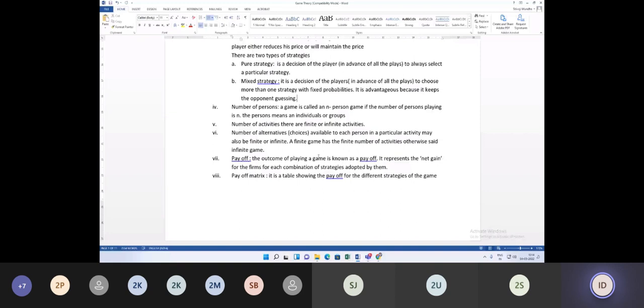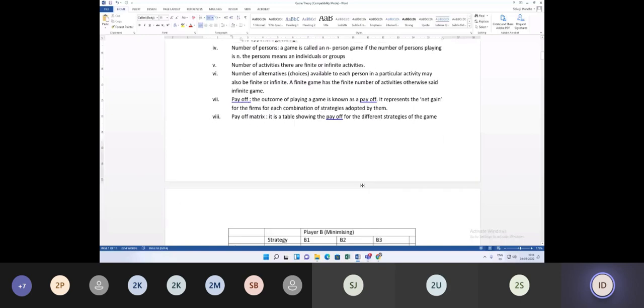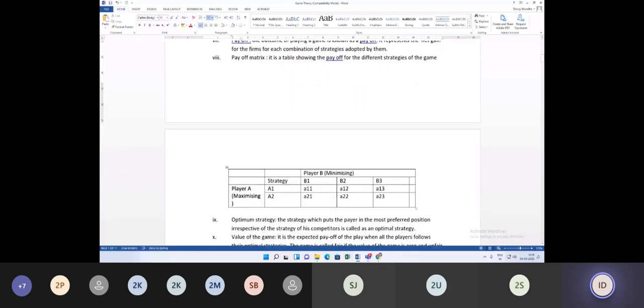Okay, the payoff. This is the outcome of playing the game. It's known as a payoff, and it is represented with the help of a matrix. The payoff represents the net gain or the net loss for each combination of strategies adopted by the players, either a net gain or a net loss, that means how much loss is going to be reduced. The payoff matrix is a table showing the payoff for the different strategies of the game. The different strategies and their historical data are represented in the table, in the form of a problem.